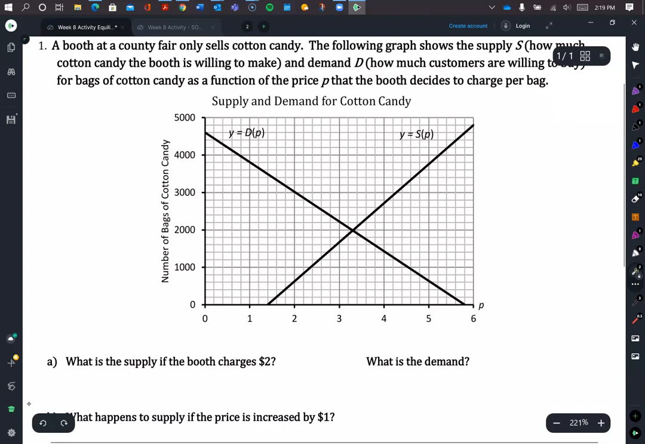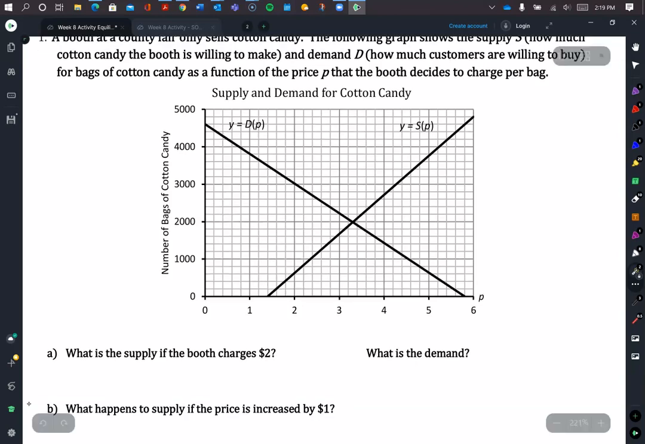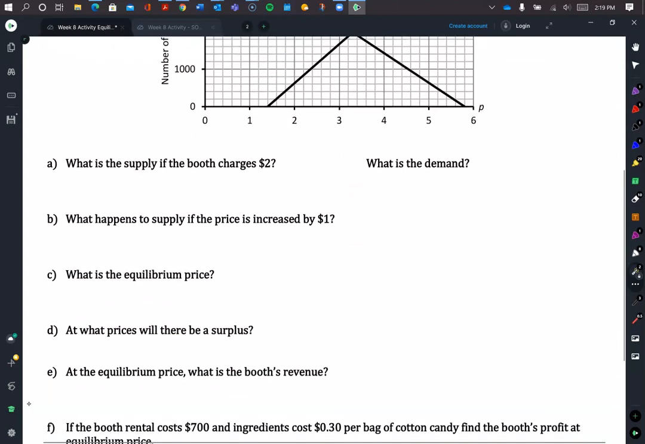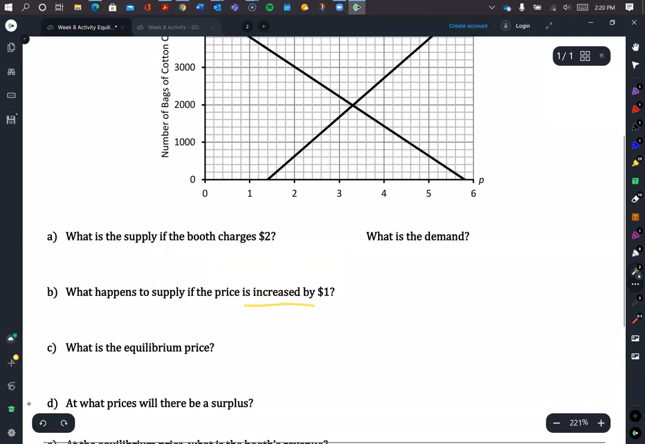And then what is the demand at $2? So you're going to look at the same thing, but you're going to go up to this line and then look left to see the number of bags. Okay, so we're looking for number of bags there. So you can pause the video and just jot these down and do it along with the instructions, or you can just get some tips and then do it on your own. So the next question asks, what happens to the supply if the price is increased by $1?